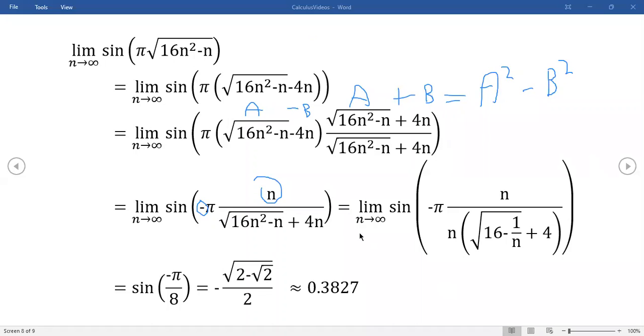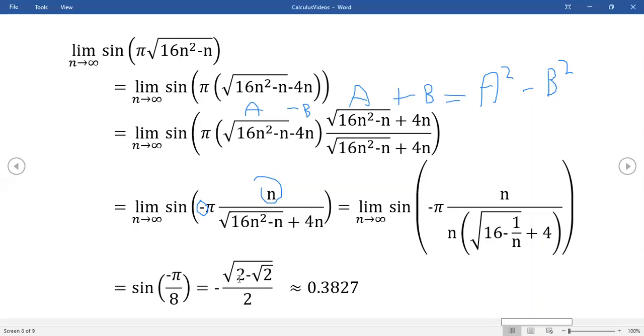Now at this point, what we have here is just a limit, and these n's will cancel out. Since sine is a continuous function, you can actually take the limit inside here. Notice that the n's cancel out, as n approaches infinity, this piece right here is going to approach 0. This piece right here is going to approach 0. And so you're going to end up with the sine of minus pi over 8.